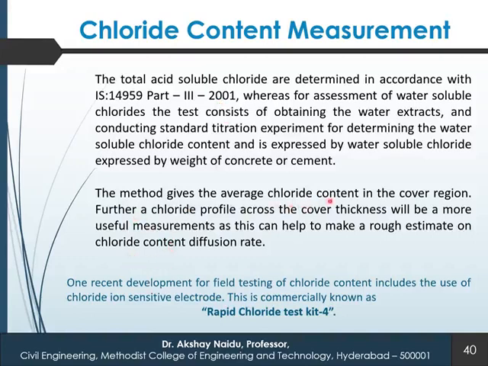The method gives average chloride content in the cover region. Further, a chloride profile across the cover thickness will be a more useful measurement, as this can help to make a rough estimate of the chloride diffusion rate. So one recent development for field testing of chloride content includes the use of a chloride ion sensitive electrode. This is called the Rapid Chloride Test Kit.